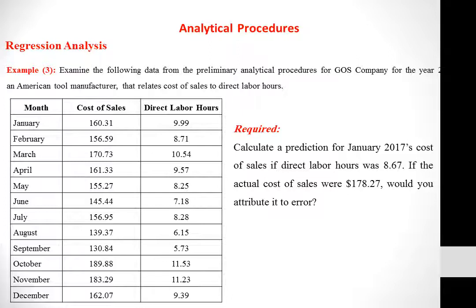Then he gave you the actual recorded number, 178.26, and he wants you to compare. This is the second step, to compare between what you predicted and the actual recorded value, and to investigate why there is a difference. If there is a difference, you have to investigate why there is a difference between what is predicted and the actual number. You investigate and then evaluate whether this is attributable to an error or something else.